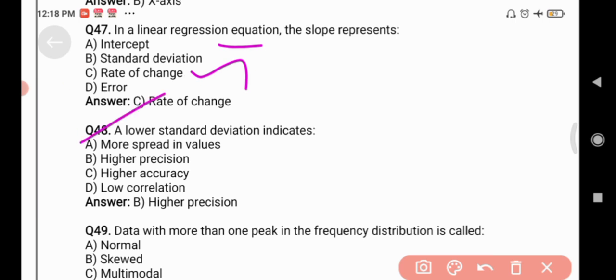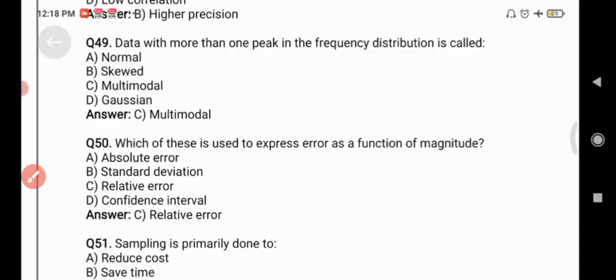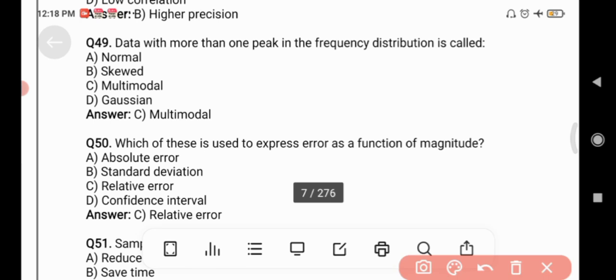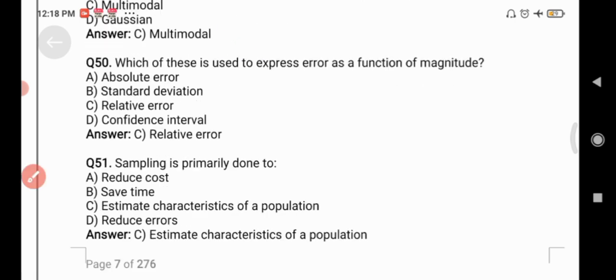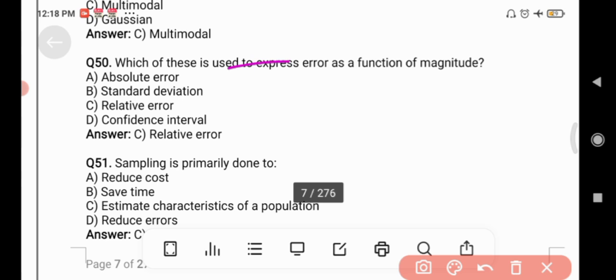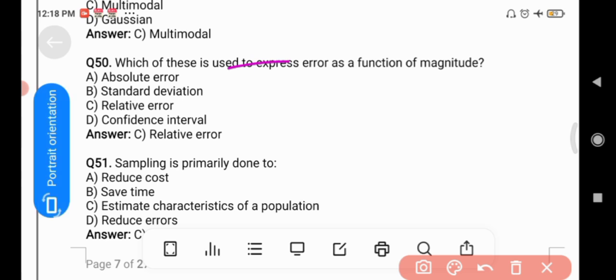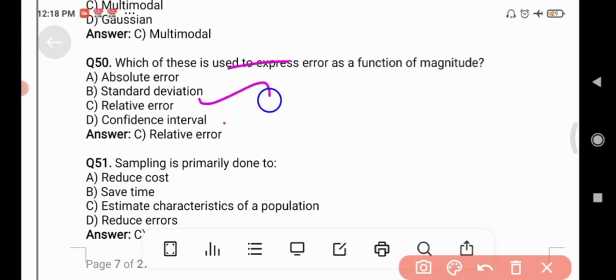A lower standard deviation indicates option B, higher precision. Data with more than one peak in the frequency distribution is called option C, multimodal. Which of these is used to express error as a function of magnitude? Option C, relative error.